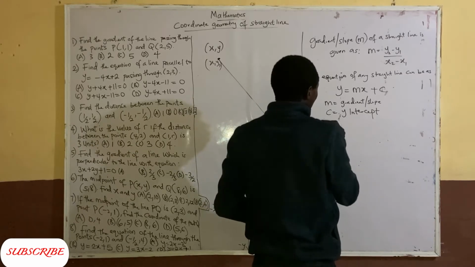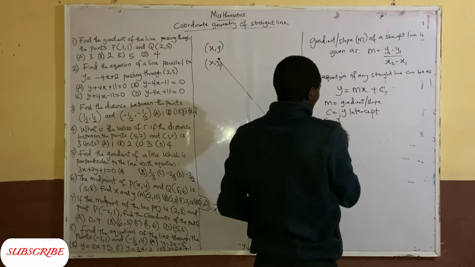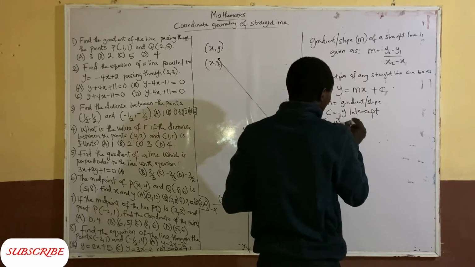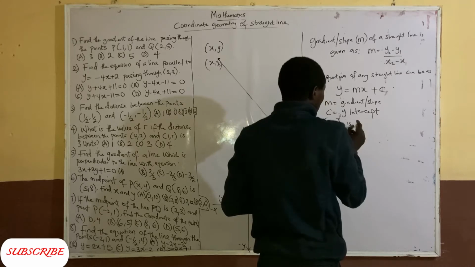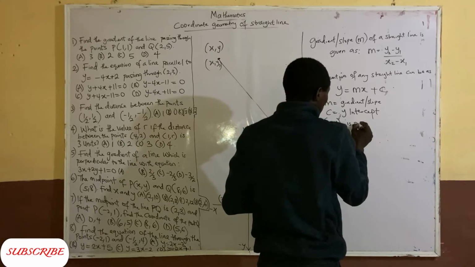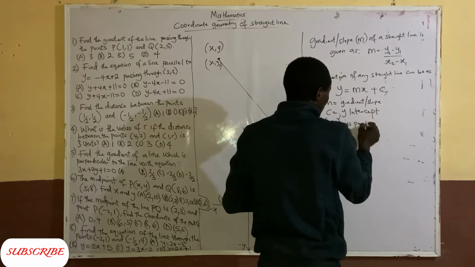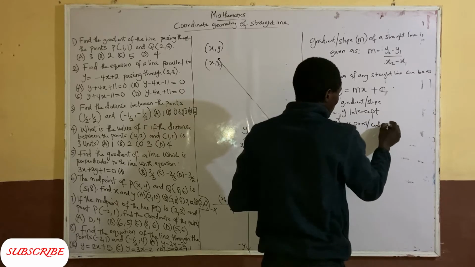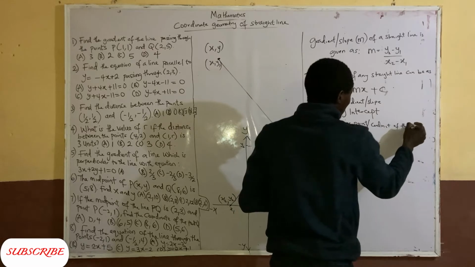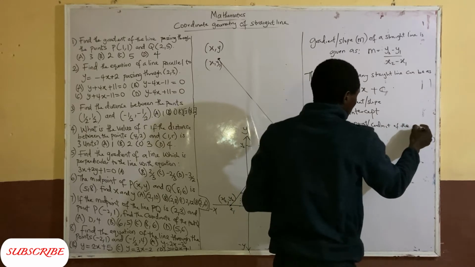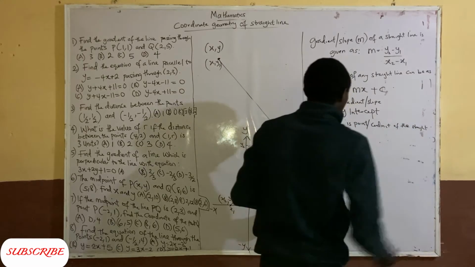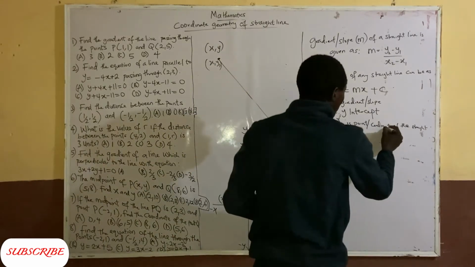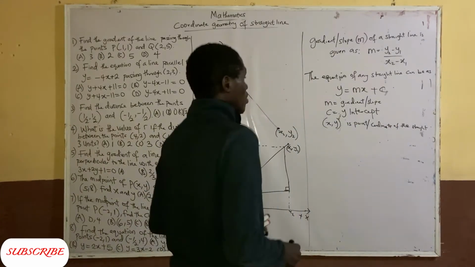X and y are the coordinates, the point on the straight line. The point or coordinate on the straight line is the point or coordinate of the straight line.